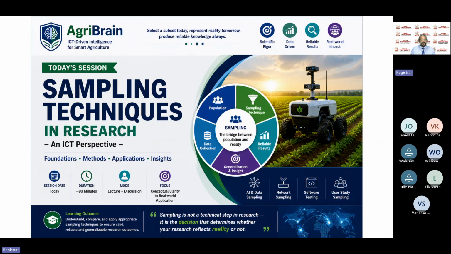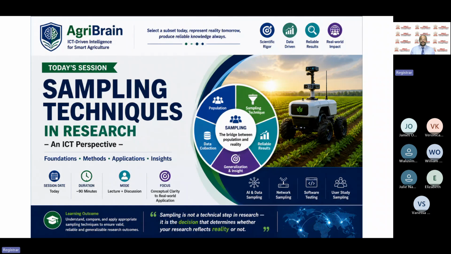So what is our learning outcome for today? The learning outcome for today is to understand, compare, and apply appropriate sampling techniques to ensure valid, reliable, and generalizable research outcomes. I told you the sample is used to generalize. So I put a sentence here: sampling is not a technical step in research. Sampling leads to a decision, and that determines whether the research reflects reality or not.